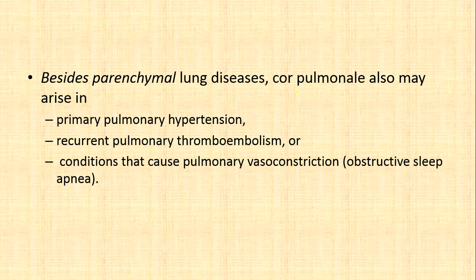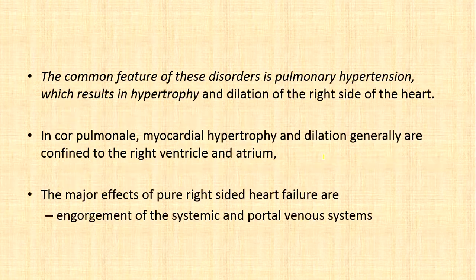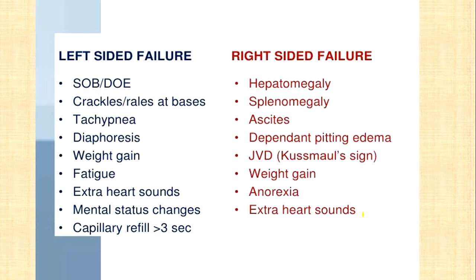Besides parenchymal lung disease, cor pulmonale may also arise in primary pulmonary hypertension. It is idiopathic, its cause is not known, recurrent pulmonary thromboembolism, or conditions that cause pulmonary vasoconstriction. The common feature of these disorders is pulmonary hypertension. And in cor pulmonale, I've already told you the myocardial hypertrophy and dilation are confined to the right side. The major effect of right-sided heart failure is engorgement of the systemic and portal venous system. This is the main differentiating point between right and left-sided heart failure.